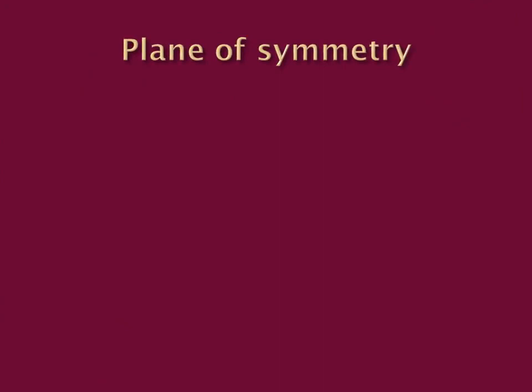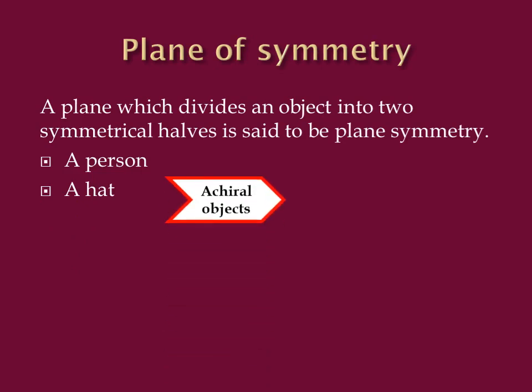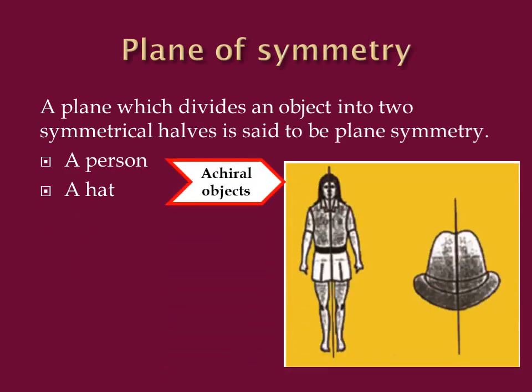Students, before starting the concept of chirality, let us learn what is a plane of symmetry. A plane which divides an object into two symmetrical halves is said to be a plane of symmetry. For example, let us try to find out the plane of symmetry in a person and a hat. Now, if we are going to pass a plane from the middle of this picture of a person, you can see that we can divide it into two identical or symmetrical halves.